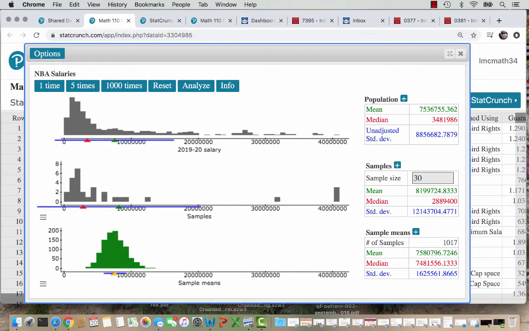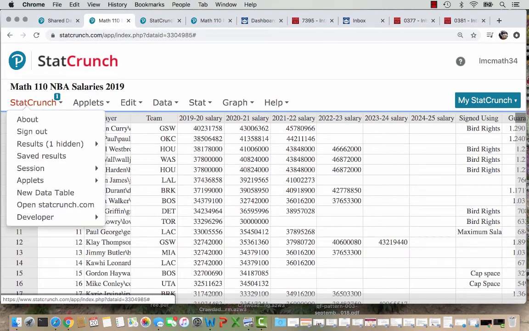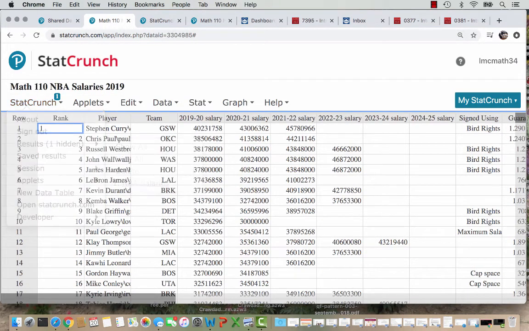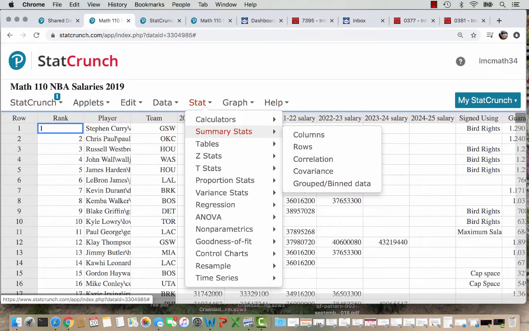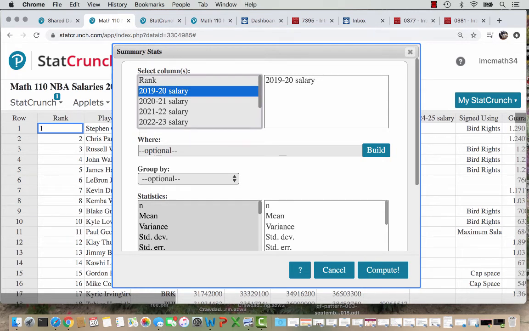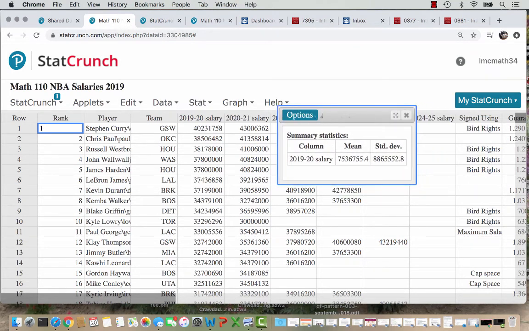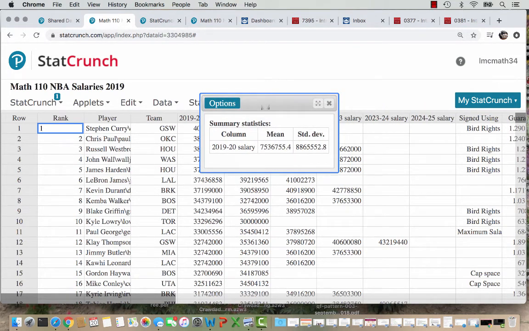You can close out your sampling distribution by hitting X if you want to come back to it. Just click on StatCrunch Results and you can bring it back up. So we'll go Stat, Summary Stats, Columns, and we're looking at the 2019-20 salary, and we want the mean, and we want the standard deviation. You could also click the median if you want. So I'm going to hold down Control or Command and click standard deviation as well. And so here's the mean and standard deviation for all of the NBA salaries in our whole data file.